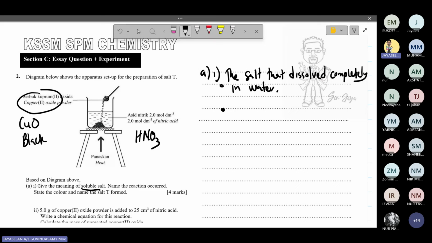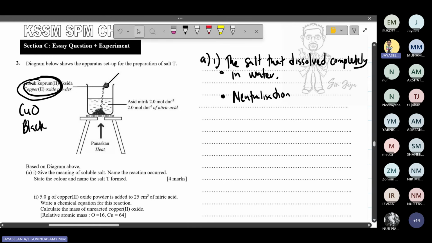Okay, name the reaction that occurs. When you see acid plus metal oxide, what is the name of the reaction? Just put neutralization. That's all. Don't go and write double decomposition or anything. That is wrong. Okay, any question? No question. Okay, next question.